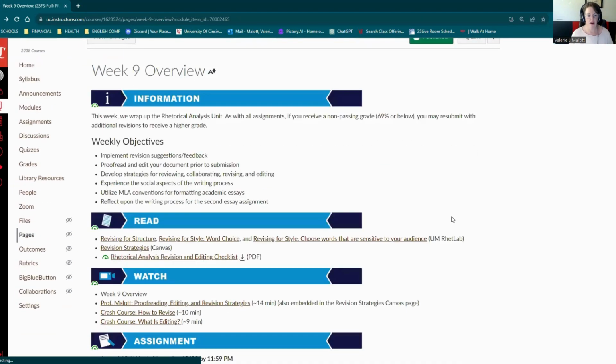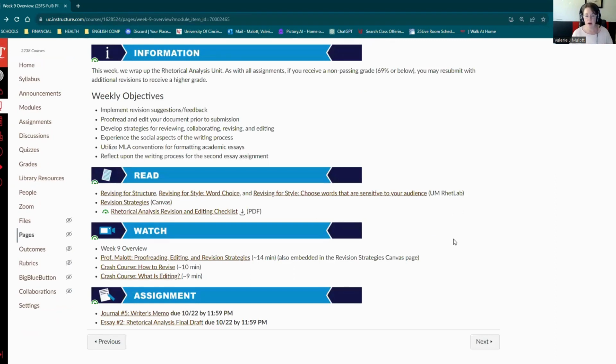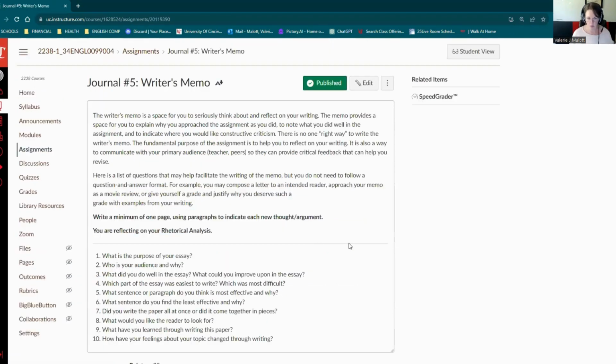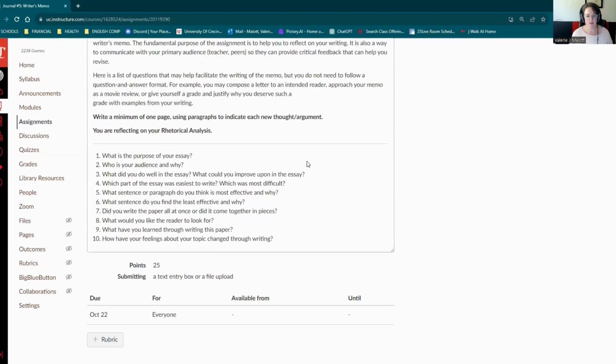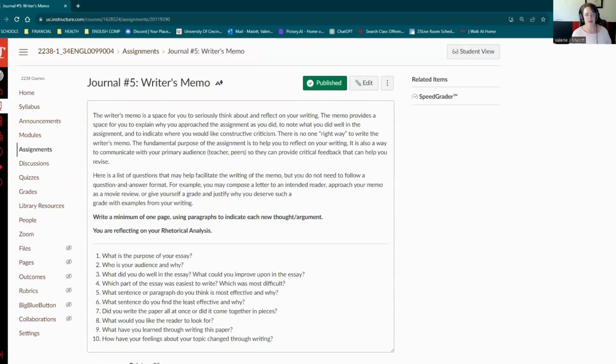And then, of course, we also have the writer's memo, journal number 5, which is kind of a repeat of what you did there. Now I'm asking you to reflect on the rhetorical analysis essay. Again, think about the purpose of your essay, who your audience is, and why, what you did well, what you could improve, that kind of thing. You can read the whole page yourself. So try to write a minimum of 1 page, and it's best if you can upload a file, but if you really want to just do it as a text entry, that's fine as well.